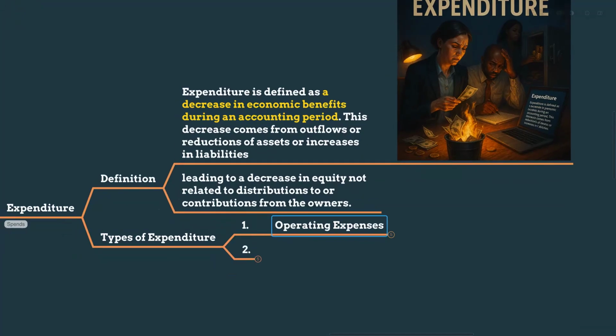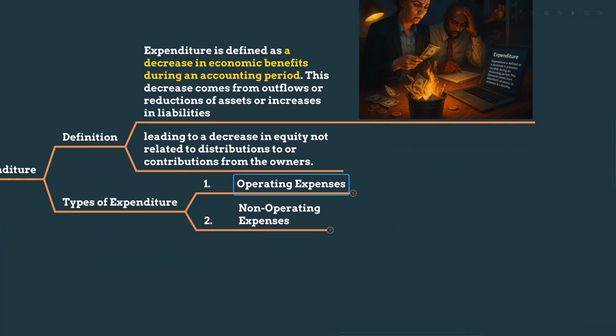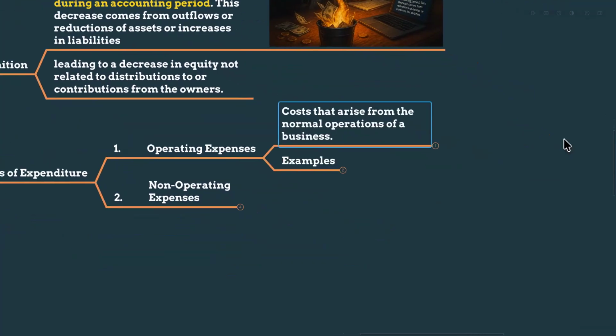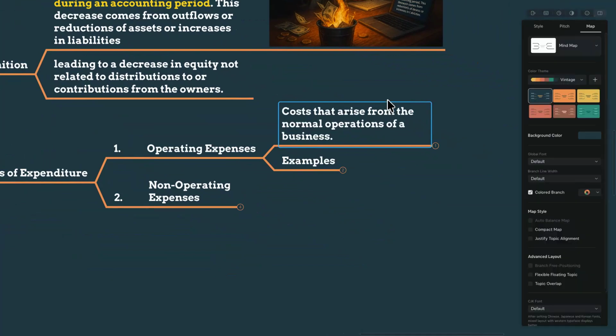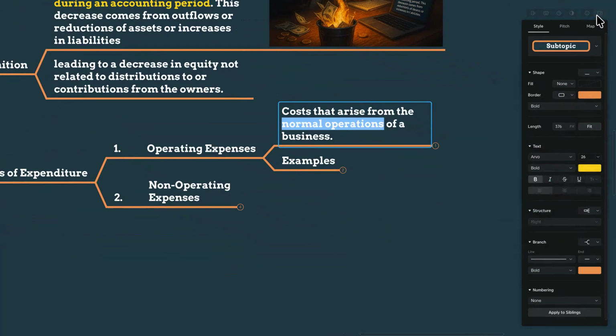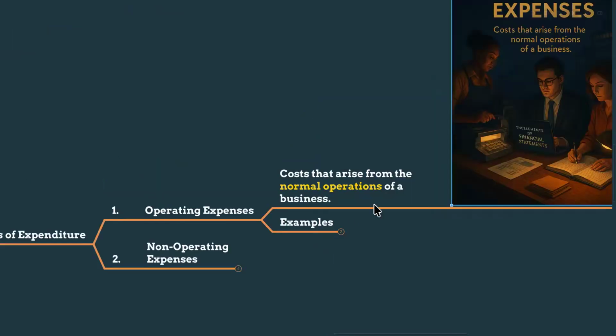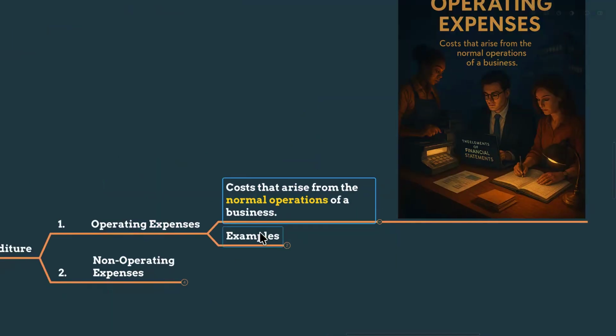As we saw for income there are revenue and gain, so for the types of expenditure there are operating expenses and non-operating expenses. This distinction is more important, because if you go to a higher level, you will need this knowledge. Operating expenses, my dears, are costs that arise from the normal operations of a business. Normal means ordinary, everyday business, right? That is called operating expenses. Every day, every month, you are going to have these expenses.